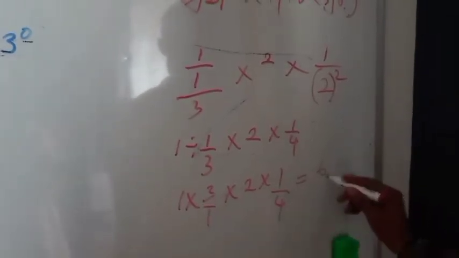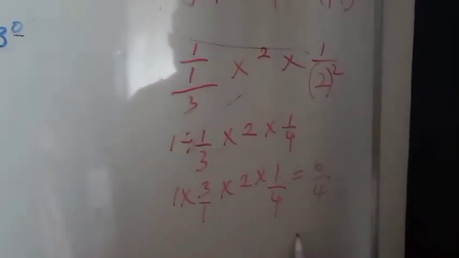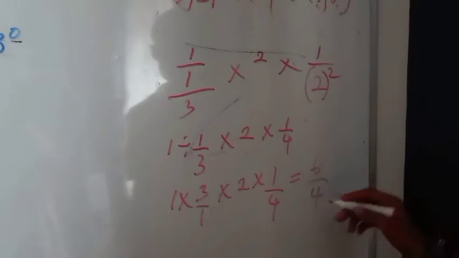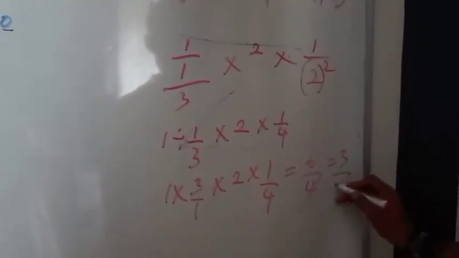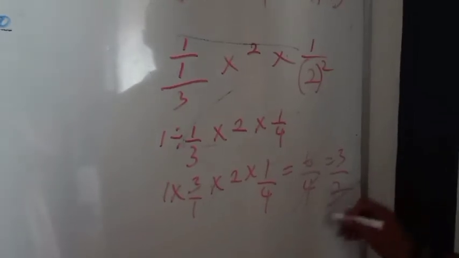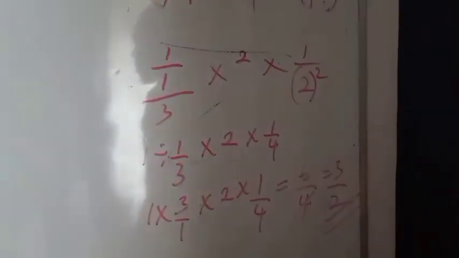1 times 4 is 4. What can divide? 2 can divide 6. 6 divided by 2 is 3, and 4 divided by 2 is 2. Therefore, 3 over 2 is our final answer.